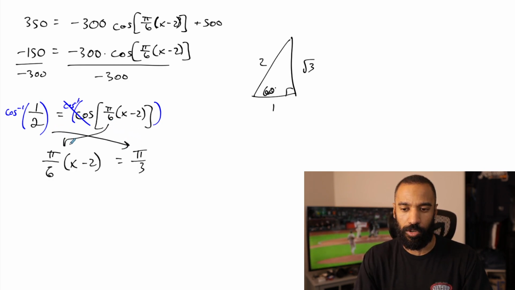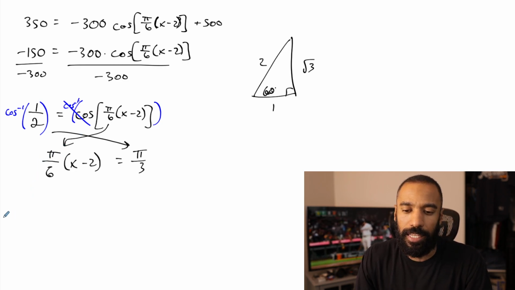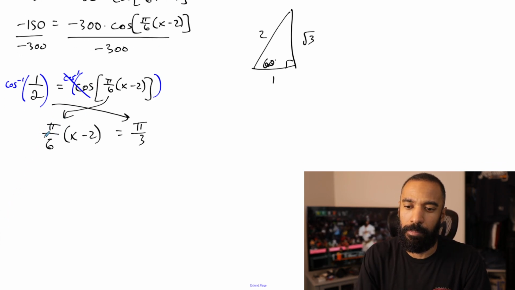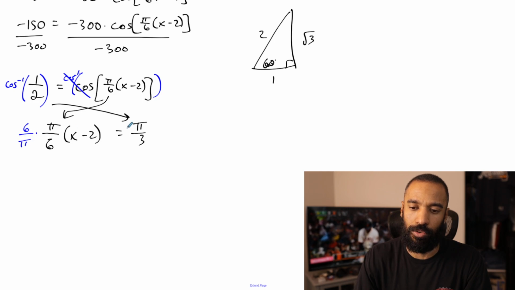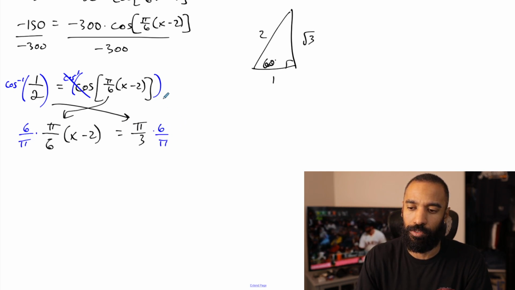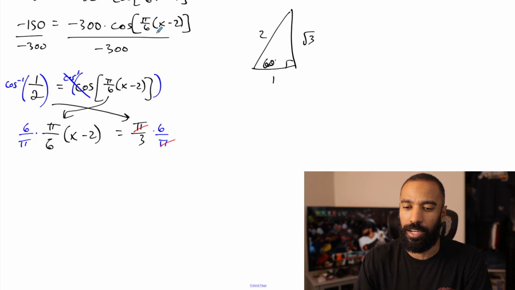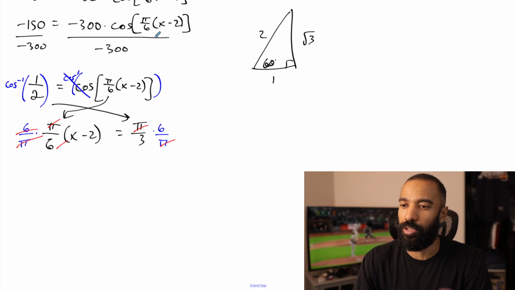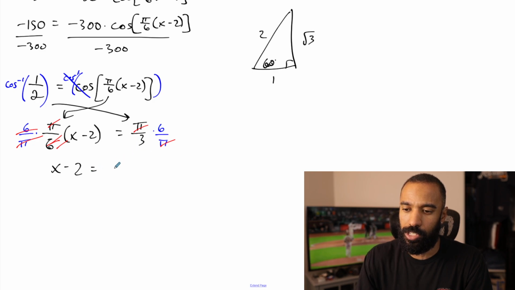You can tell I moved this over here and moved that over there. I got to keep getting x by itself. So I'm going to multiply both sides by 6 over pi. And here, you're left with x minus 2 equals 6 over 3, which is 2. Add 2 to both sides, you get x equals 4.